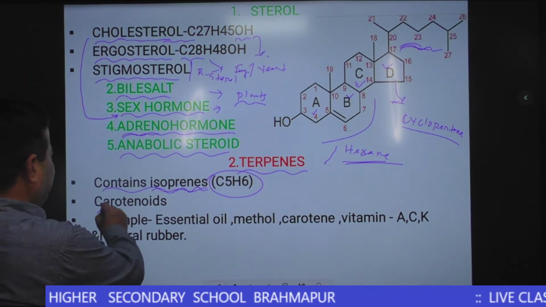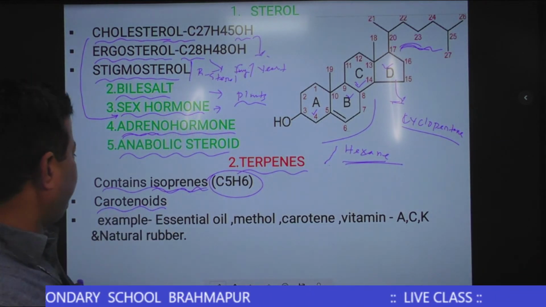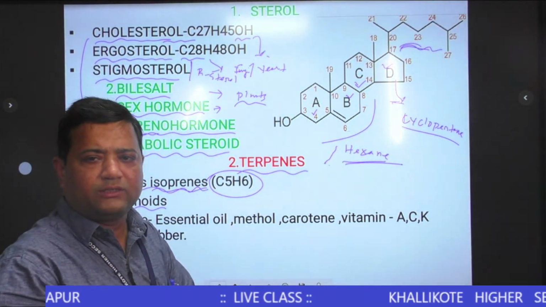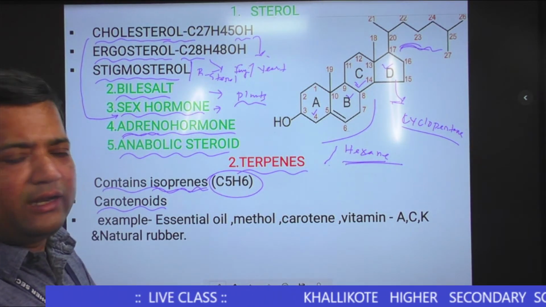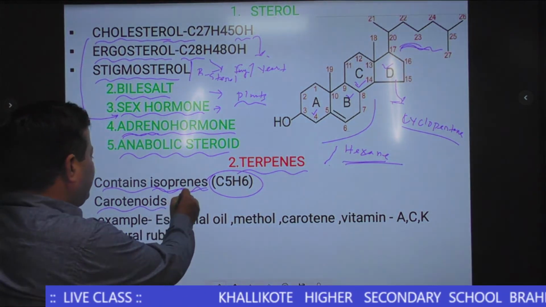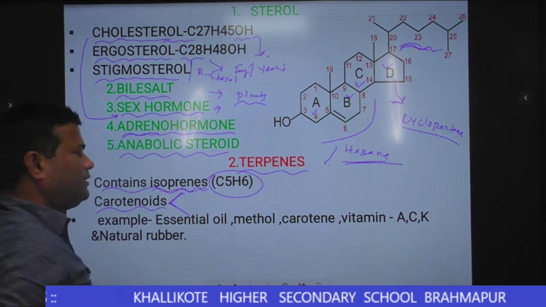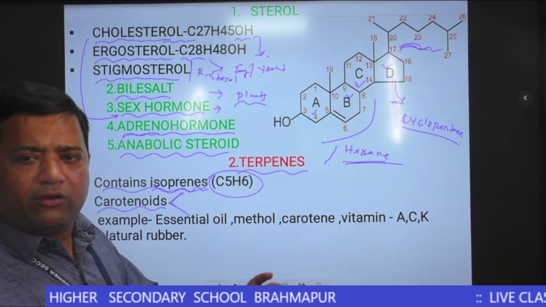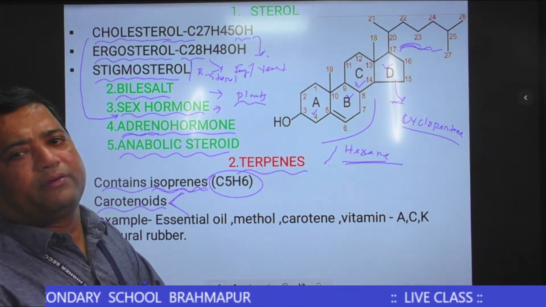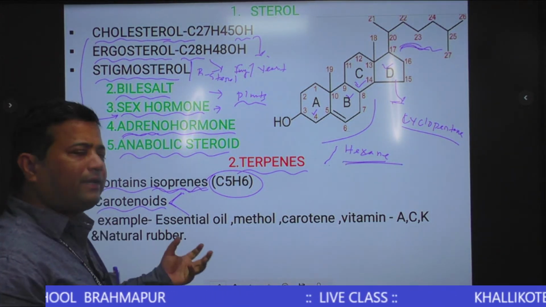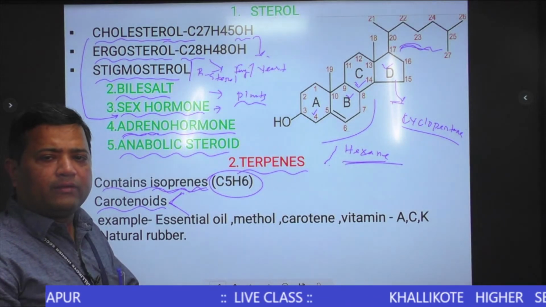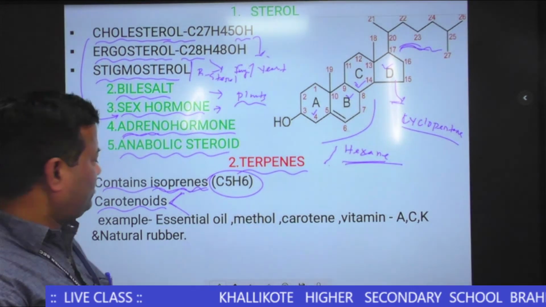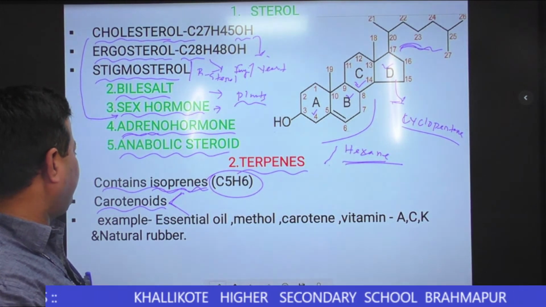Then carotenoids, we already know what carotenoids are. Carotenoids are plant pigments which are abundant in different green plants, like carotene as well as xanthophyll. Carotene is the orange color pigment, xanthophyll is the yellow color pigment, which are found in different algae. Carotene, beta carotene, alpha carotene, these are derived lipids. Carotenoid pigments are derived lipids.